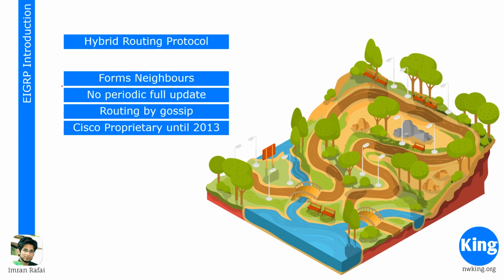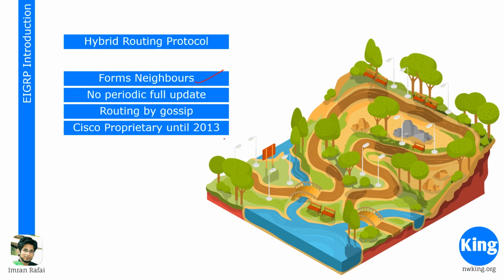So what does it take from link state? It takes the formation of neighbors. So it forms neighbors, unlike RIP. RIP doesn't form neighbors, it just chatters, right? It just tells whoever the neighbor is, this is my routing table, this is the route that I know. That's what RIP did. But OSPF, before it exchanged updates, formed neighbors. EIGRP forms neighbors just like OSPF.